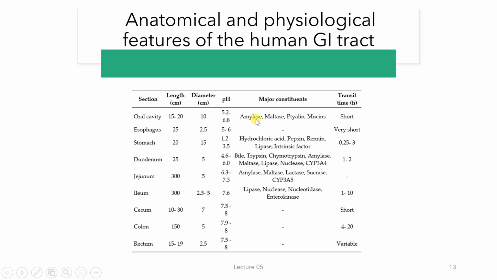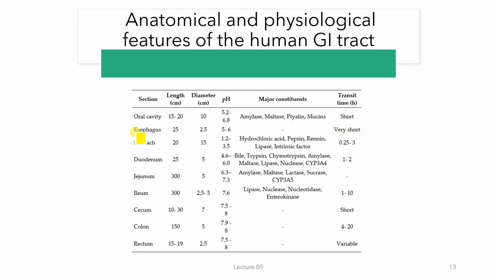The major constituents present in the oral cavity are enzymes like amylase, maltase, thiolane, and mucins, and the transit time in the oral cavity is short. The second part is the esophagus, with a length of 25 centimeters, 2.5 centimeters in diameter and a pH of 5 to 6. There are no constituents present in the esophagus, and the transit time is very short.